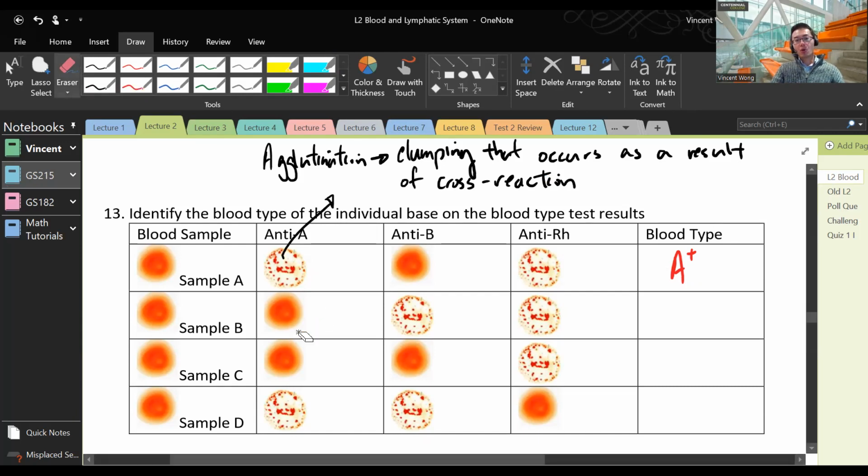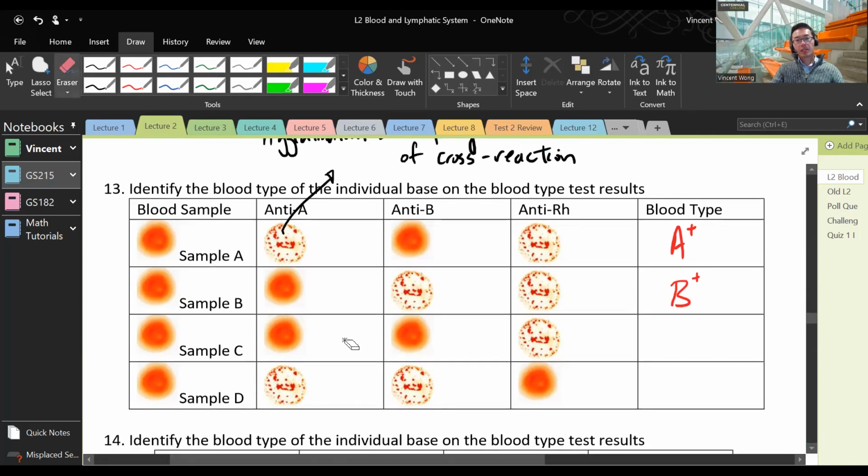For the next one, no reaction with antibody A, so no A. Reaction with B, I'm gonna put a B. Reaction with Rh, we're gonna put a positive. All right. No reaction with A, no reaction with B. So that's going to be type O, because there's no A and there's no B. But there's a reaction with Rh, then it's O positive.